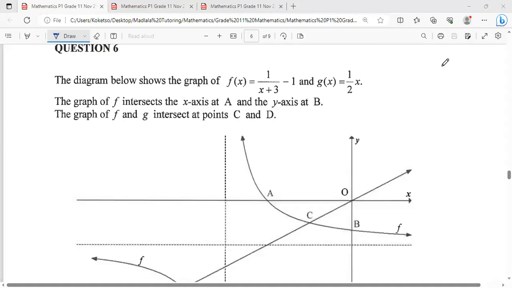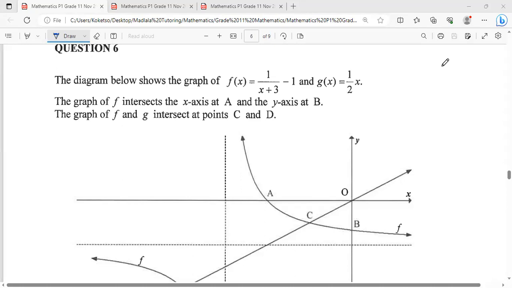So this is how the statement reads. The diagram below shows the graph of f of x equals 1 over x plus 3 minus 1. So it's a hyperbolic function. And g of x equals 1 over 2x. It's a linear function. The graph of f intersects the x-axis at A.